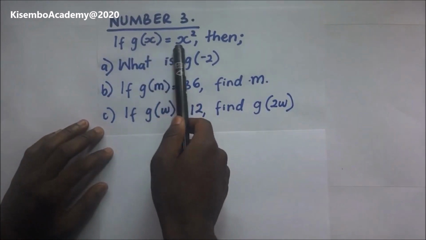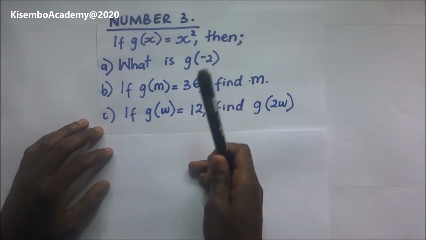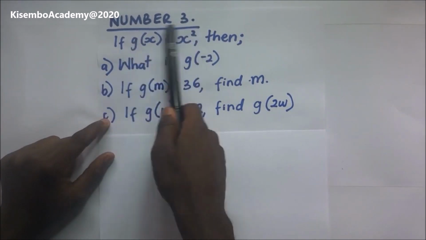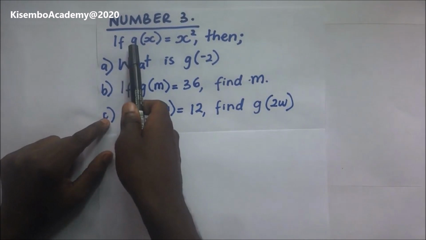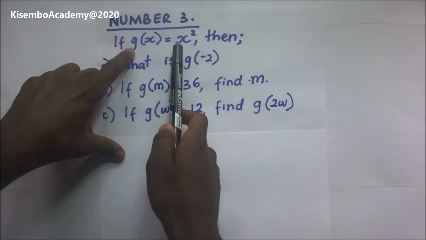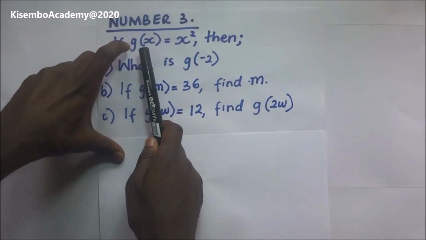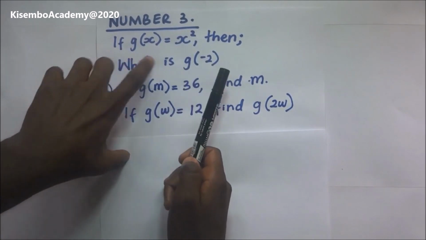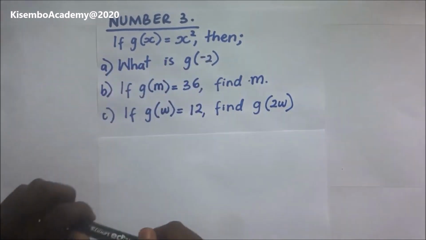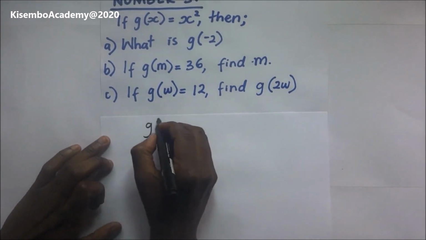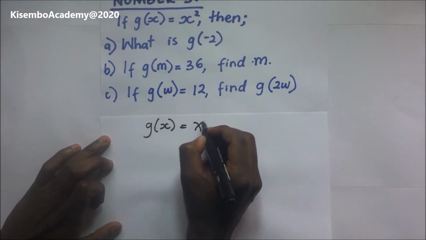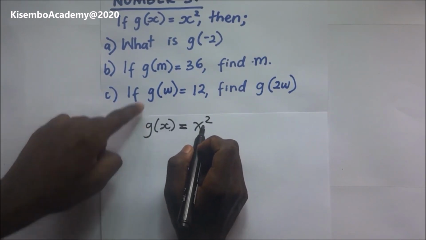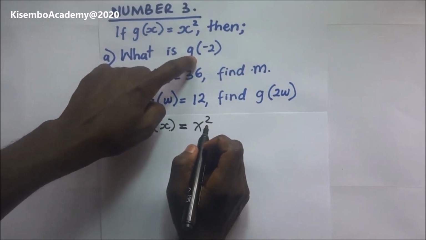Now if g of x is equal to x squared, then we need to answer parts A, B, and C with reference to this function. We are being told that the function g, where x is a variable, is given by x squared. So what is the function of g when the variable is negative 2? First of all, we know that g of x is equal to x squared. So what is g when the variable is negative 2?